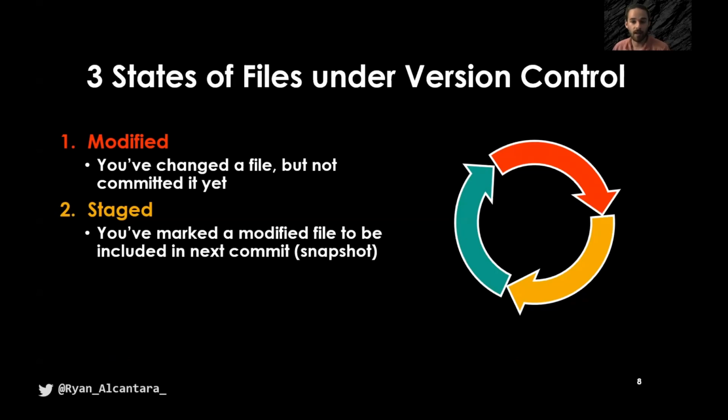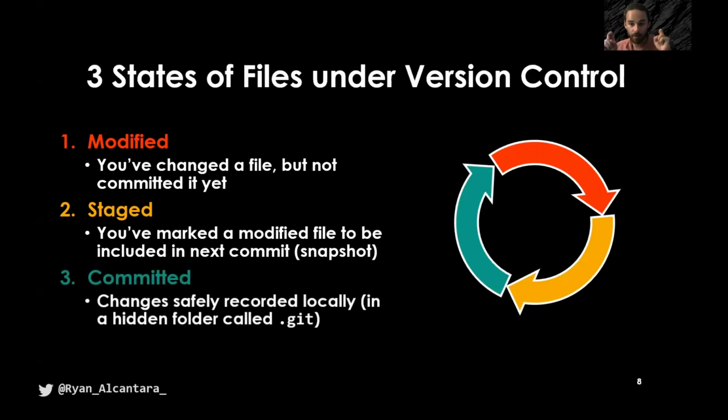You need to stage the file, which is essentially flagging it and identifying it as a file to be included in the next snapshot. And then the last step is actually taking the picture, taking the snapshot, and committing those changes.